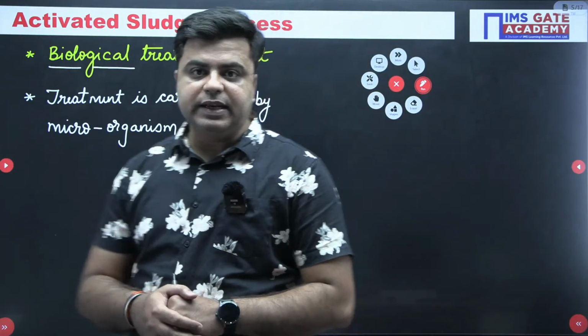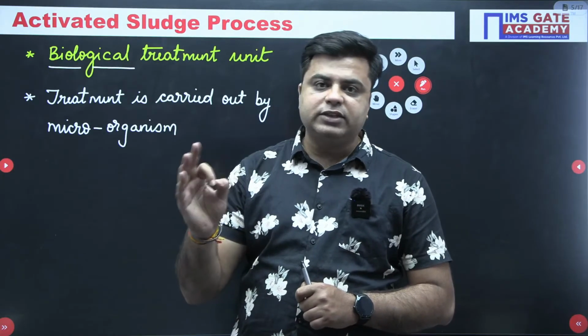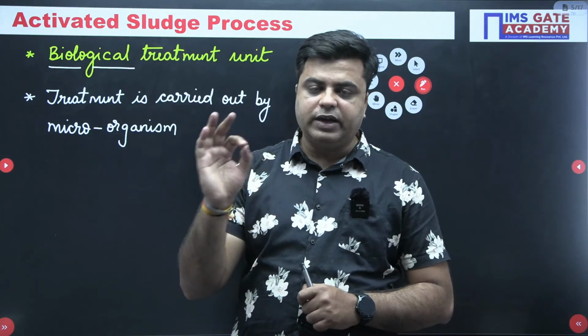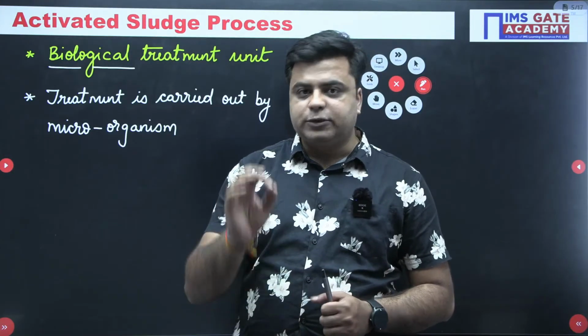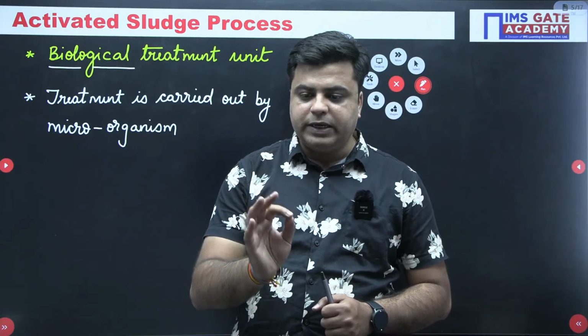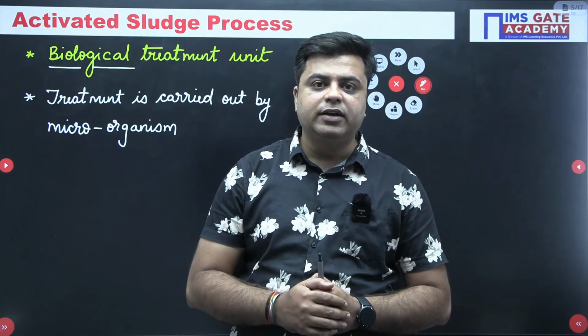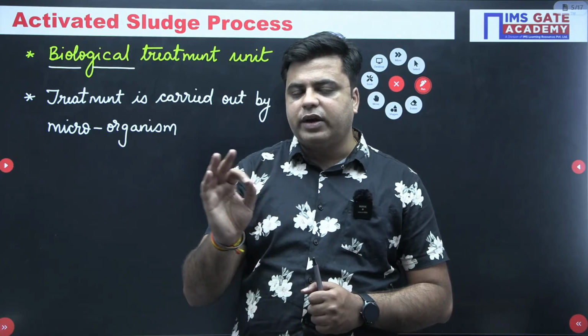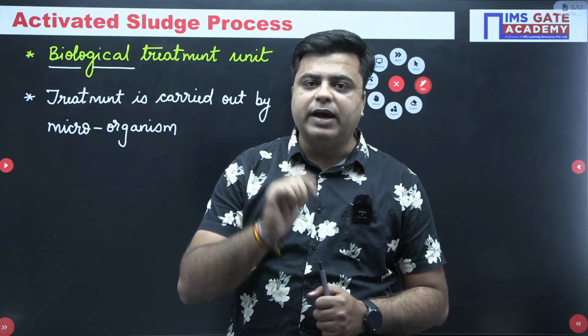We have basically three different types of impurities: suspended inorganic solids, suspended organic solids, and dissolved organic solids. Suspended inorganic solids are removed by the grit chamber. Suspended organic solids are removed in the primary sedimentation tank. Now we are left with dissolved organic solids, which are removed using biological treatment.